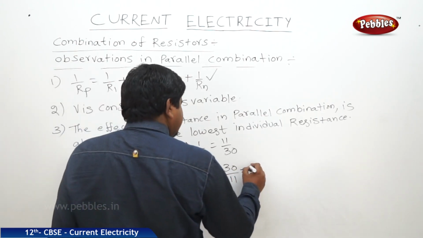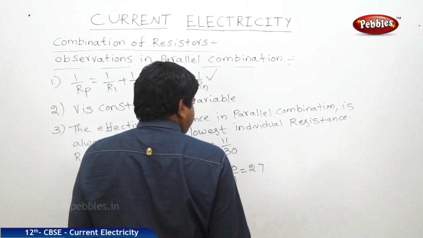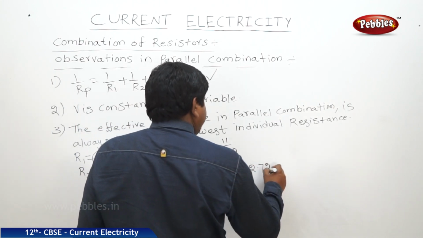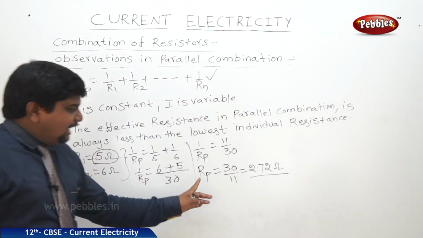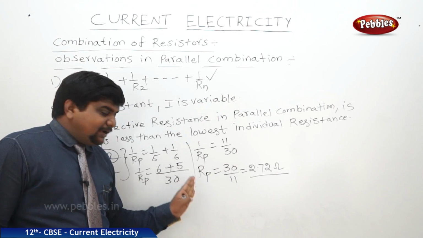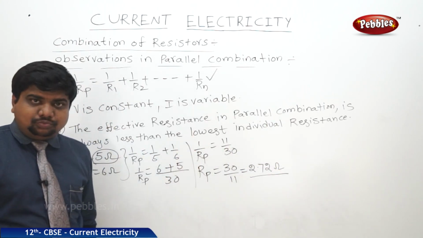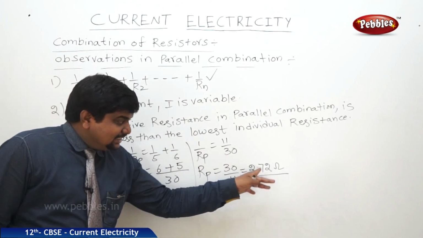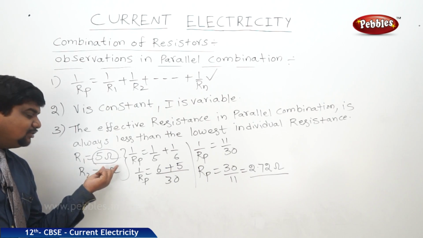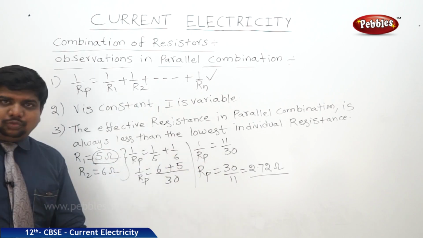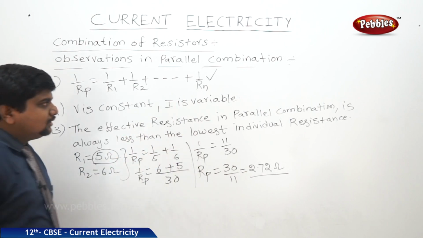The answer you will get is 2.72 ohms. See, the effective resistance of parallel combination of 5 ohms and 6 ohms is some 2.72. What is this 2.72? It is less than the lowest of the combination. What is the lowest here? 5 ohms. Always it is true. We will see one more example to confirm the truth.